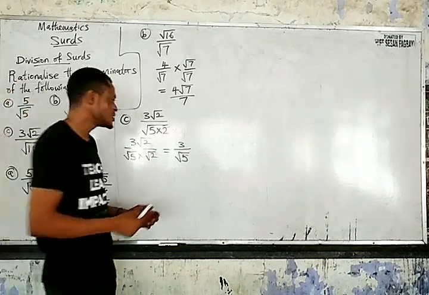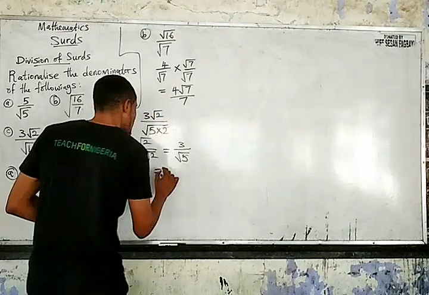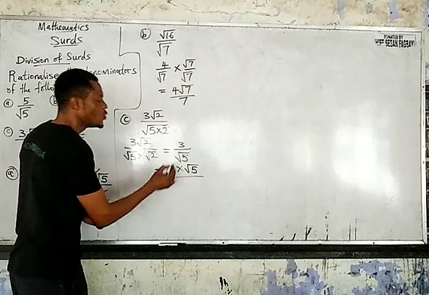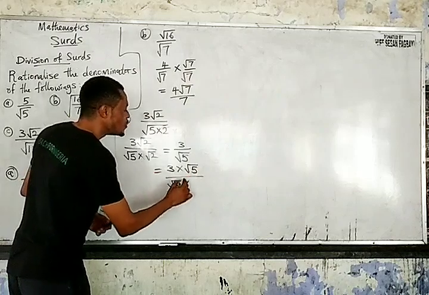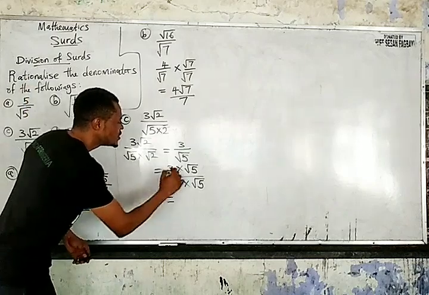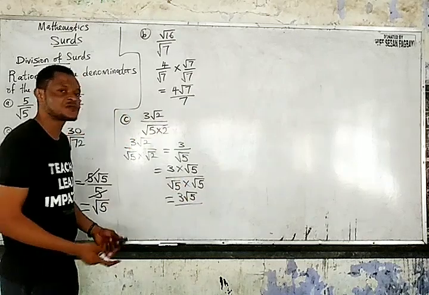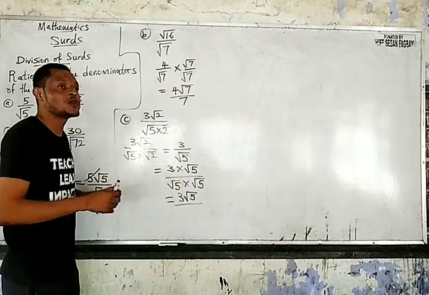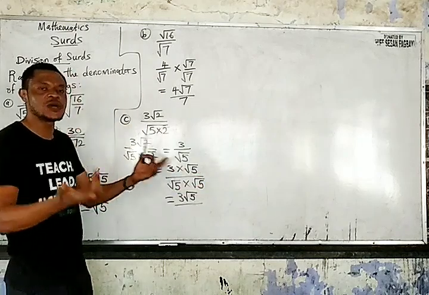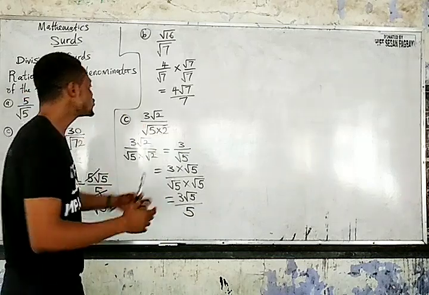Now we can rationalize. As we have 3 all over root 5, we say 3 multiplied by root 5 all over root 5 multiplied by root 5. Then we shall have 3 root 5 over root 5 multiplied by root 5, which will give us 5. And if you want to do it the other way around, root 5 multiplied by root 5 gives us root 25, and root 25 will still be 5. We have our answer here. Now let's do it the other way around.